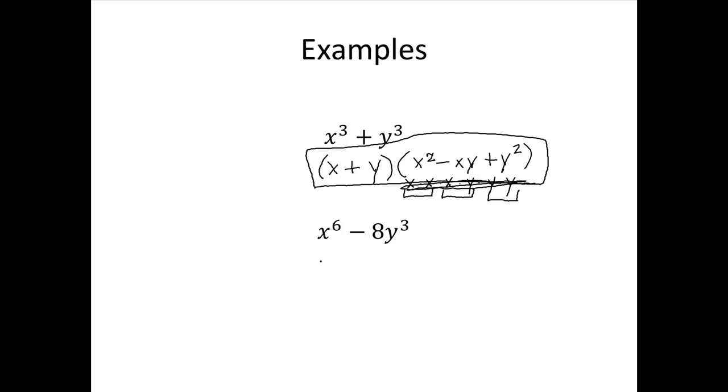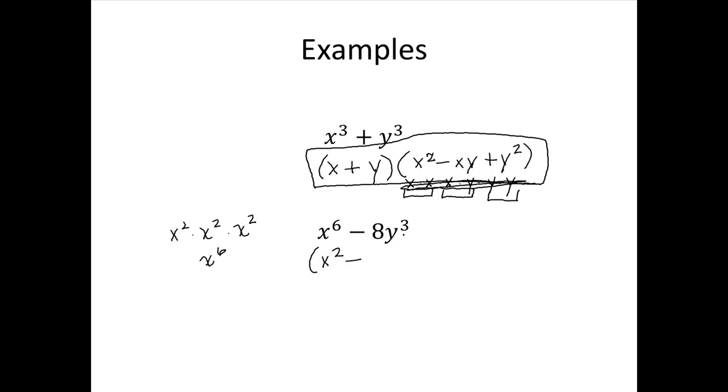Alright, let's look at the next one. We've got x to the 6th minus 8y to the 3rd. So the first thing we have to do is say, okay, is this a perfect cube? Well, yes it is, because if I think about x squared times x squared times x squared, that gives me x to the 6th. So the base of that would be x squared. It's a minus, so I put a minus.